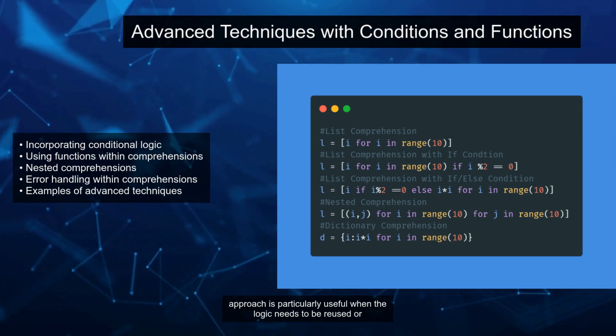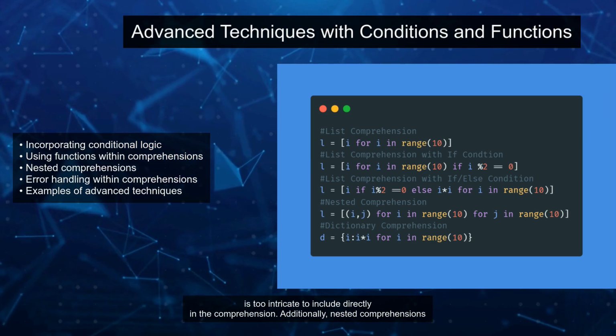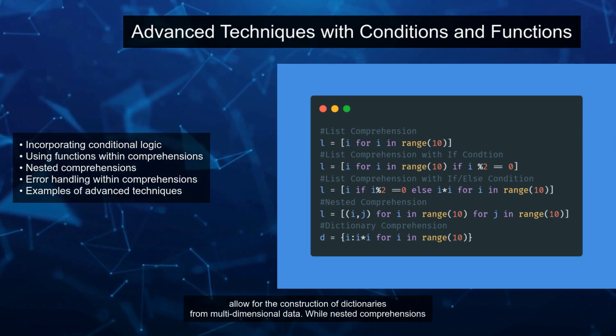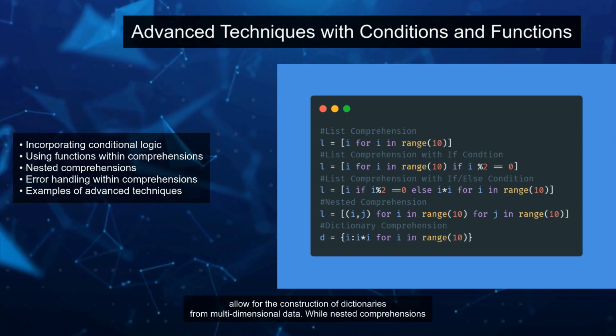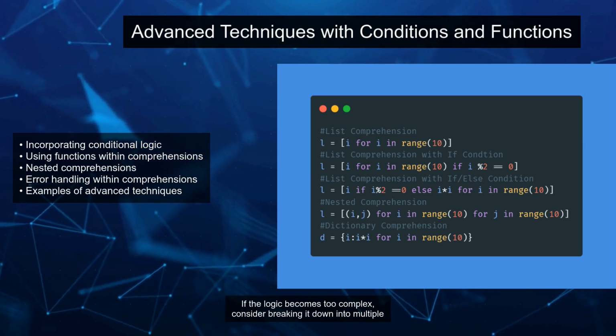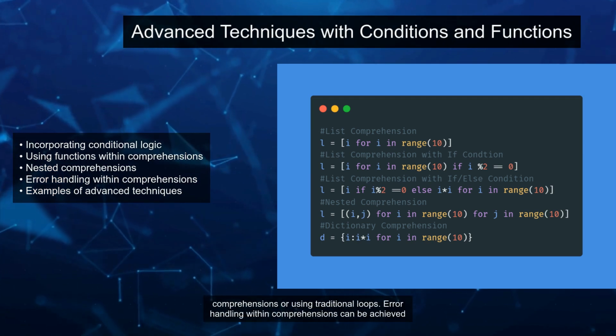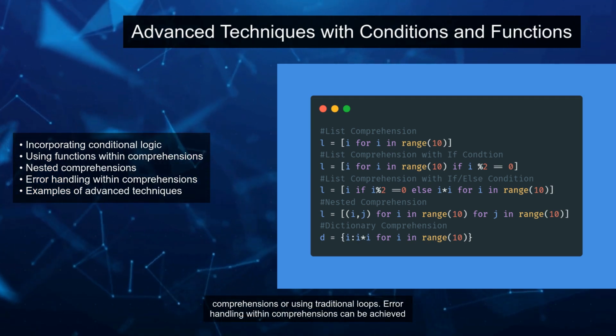This approach is particularly useful when the logic needs to be reused or is too intricate to include directly in the comprehension. Additionally, nested comprehensions allow for the construction of dictionaries from multidimensional data. While nested comprehensions can be powerful, they should be used judiciously to avoid compromising readability. If the logic becomes too complex, consider breaking it down into multiple comprehensions or using traditional loops.